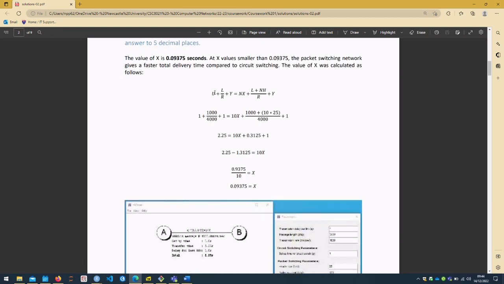Basically making those two transmission times the same, you have values for all the parameters except x, so you end up with an equation that you need to solve for x, and once you solve it you get this value up to 5 decimal places.